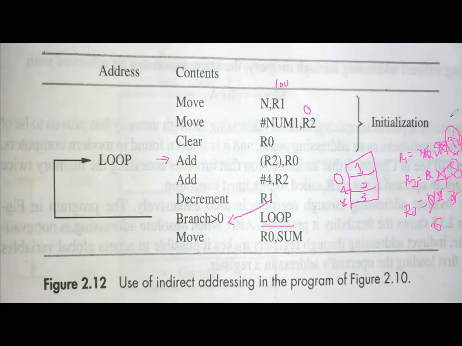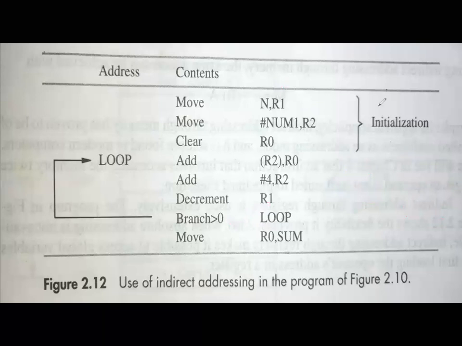This cycle repeats until we reach R1 value equal to 0. After adding all the values of 100 numbers, finally we come out of this loop and we are going to execute this instruction, that is move R0, sum. So R0 will be holding a summation of n numbers. That result will be stored in sum, exactly. So this is how we can utilize the addressing mode concept.